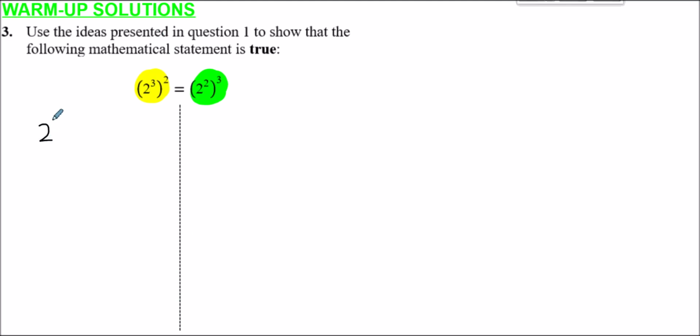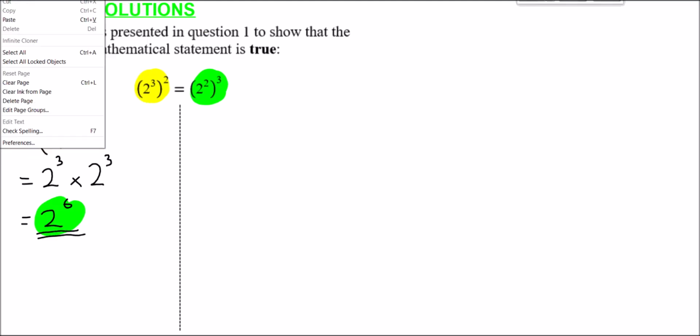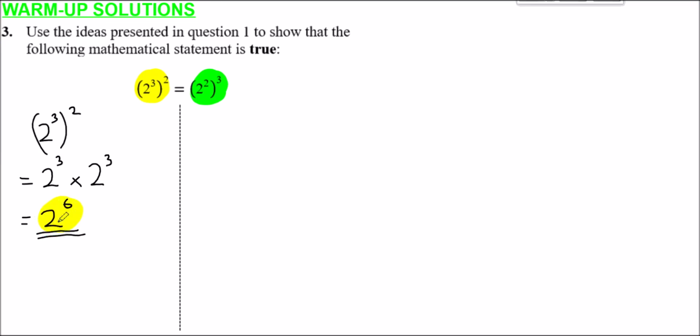So 2 cubed squared, that just means 2 cubed multiplied by itself twice. 2 cubed times 2 cubed. And then from question 1, we've established that when we multiply with the bases the same, we just add the exponents, we add the powers. So 3 plus 3, that's going to be 2 to the power 6. So we've proven that this one here is 2 to the power 6.